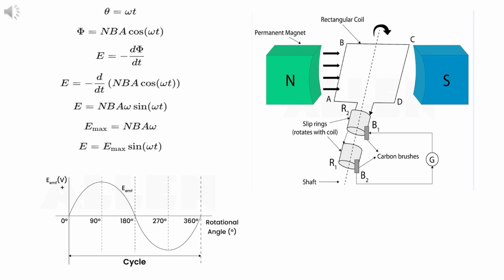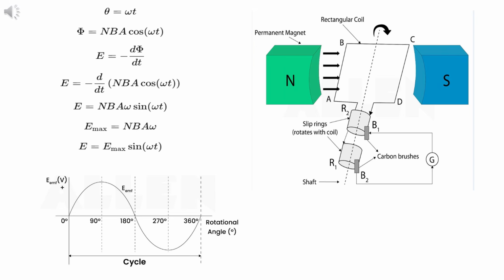Since the coil has N turns, the total magnetic flux becomes N multiplied by B multiplied by A multiplied by the cosine of omega t. According to Faraday's law, the induced EMF is equal to the negative rate of change of magnetic flux with respect to time. When we differentiate this expression, we obtain EMF equals N multiplied by B multiplied by A multiplied by omega multiplied by the sine of omega t. This is the expression for instantaneous induced EMF.